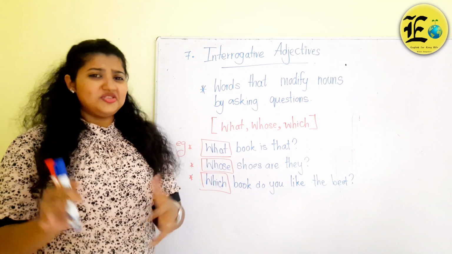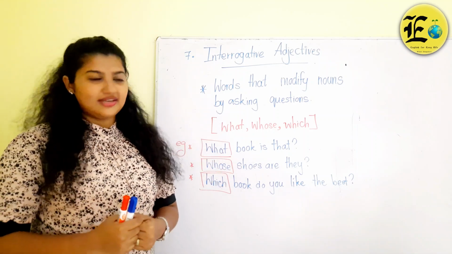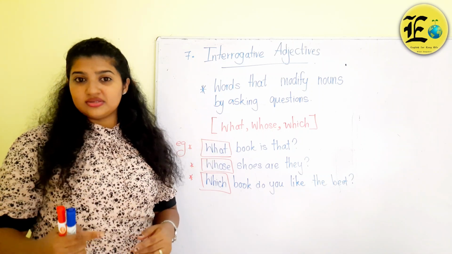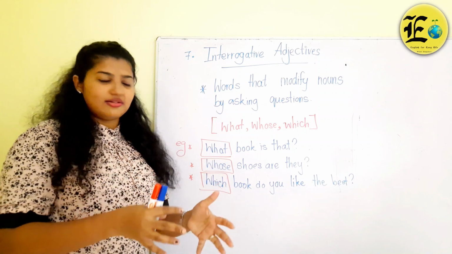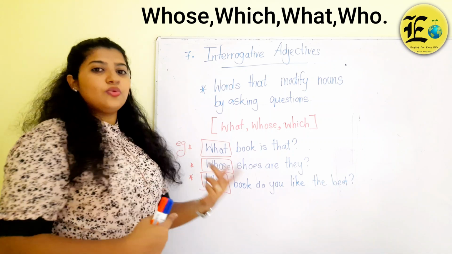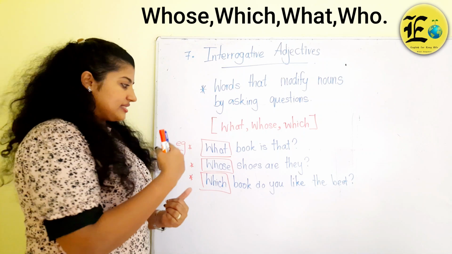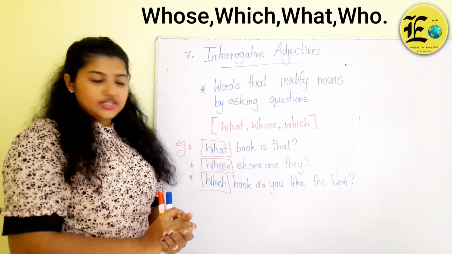A quite easy topic, which is number 7, interrogative adjectives. These are the words that modify by asking questions. When you ask a question, you modify the noun itself. For example, you use words like what, whose, which, and several more. Let us go through some examples and get a wide knowledge regarding interrogative adjectives.